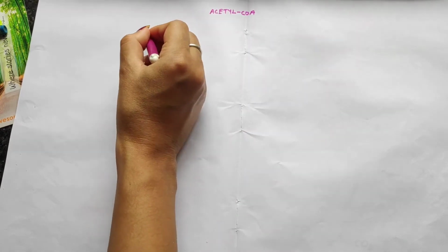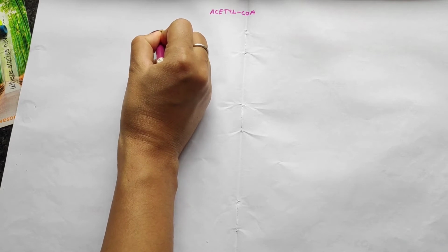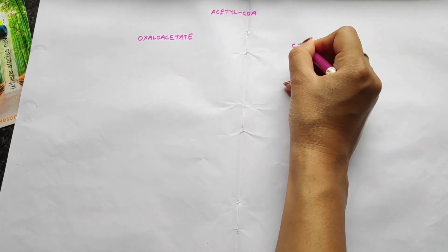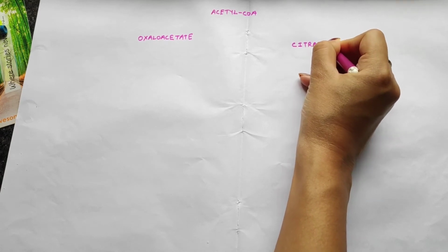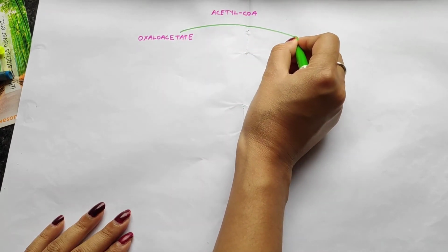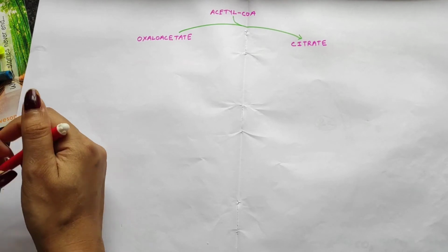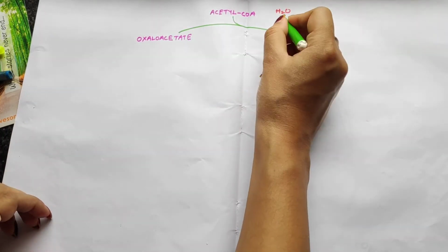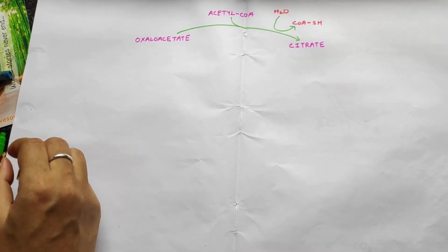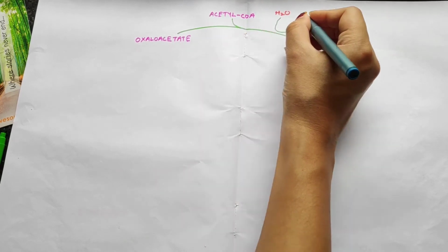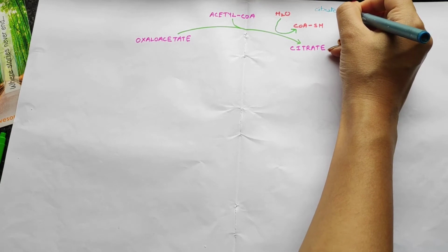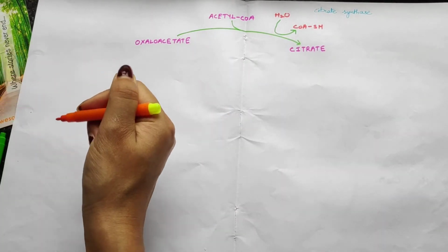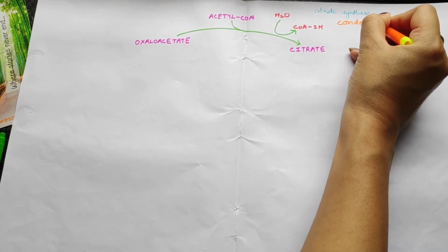We start from acetyl-CoA, which was formed by the conversion of pyruvate to acetyl-CoA with the combination of the CoA group. In the first step of the TCA cycle, the oxaloacetate will combine with the acetyl-CoA and will form citrate. The name of the citric acid cycle comes from the fact that the first product is citrate. In this reaction, one molecule of water will be taken up with the release of the CoA group, and this reaction is catalyzed by citrate synthase. This is the first step, and here condensation is taking place.